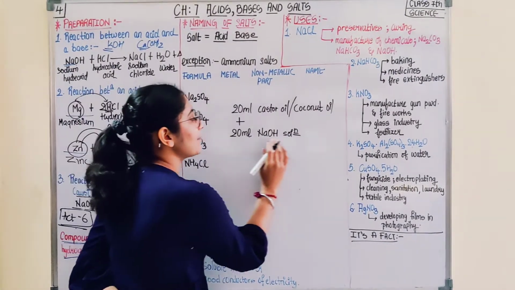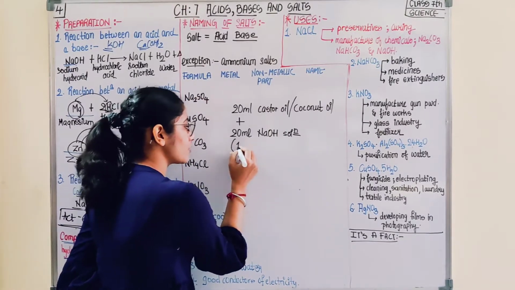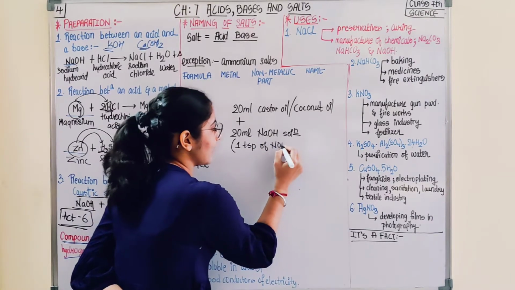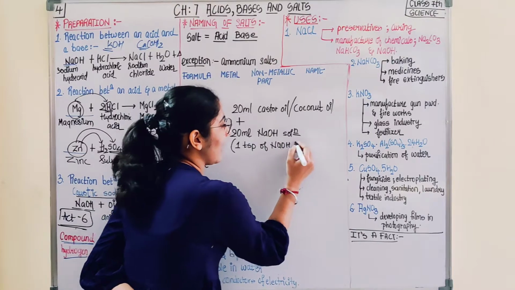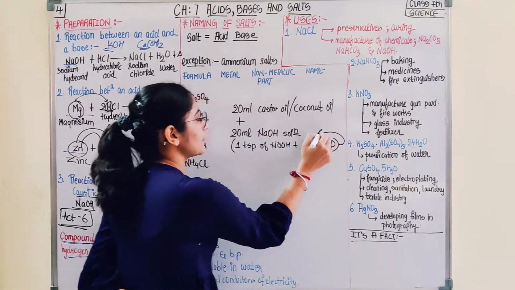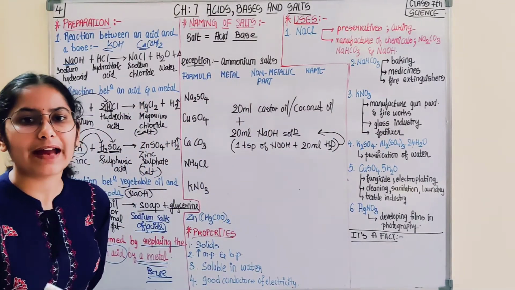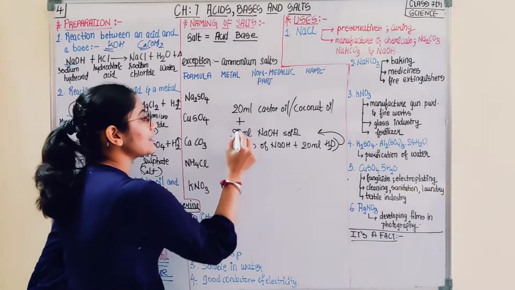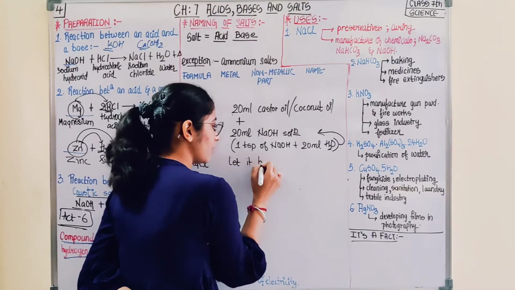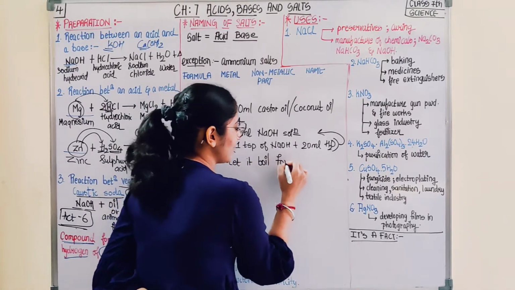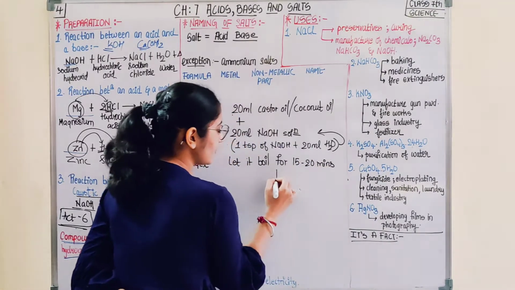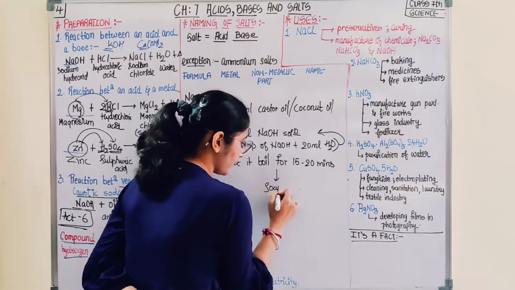Now this 20 ml of NaOH solution is prepared by taking 1 teaspoon of sodium hydroxide and adding 20 ml of water to it. As a result you would be forming 20 ml of sodium hydroxide solution. When you make these two react by boiling, let it boil for 15 to 20 minutes. The solution you get would be containing soap.